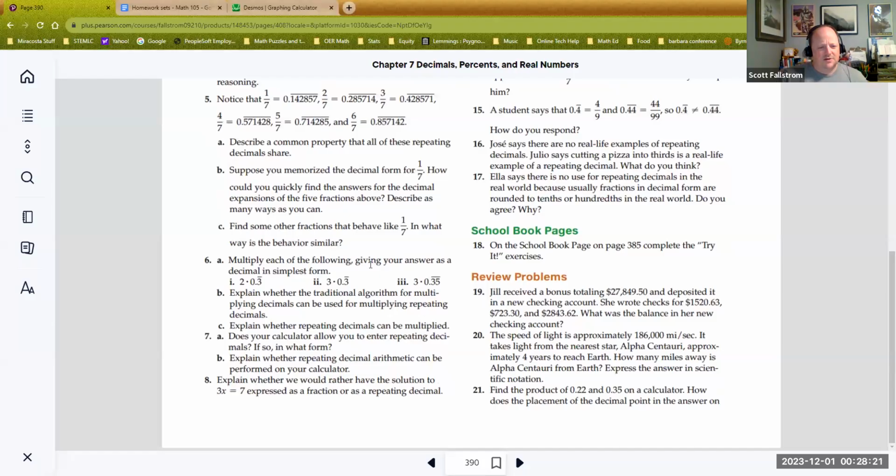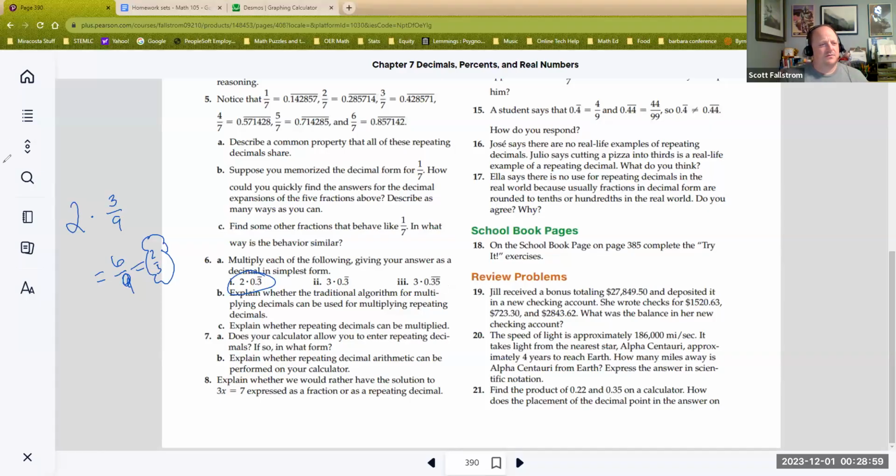So multiply each of the following, give your answer as a decimal in simplest form. So take a moment when you're doing that and say, okay, I've got, like this, 2 times 0.3 repeating. You might be able to kind of see what it is over time. You can always rewrite this as 2 times 3/9. And 3/9 is really 1/3, or you can multiply first and get 6/9, which is 2/3. Okay. So there is 3 through 6.